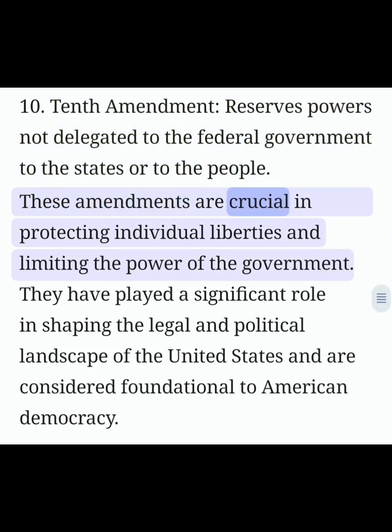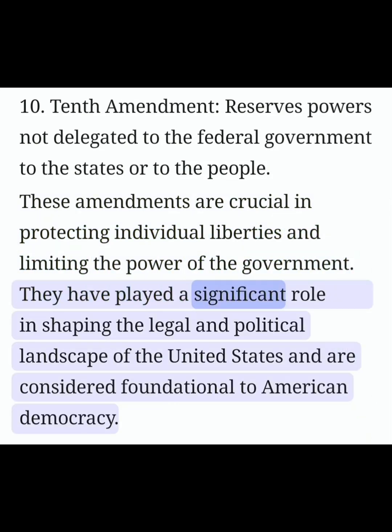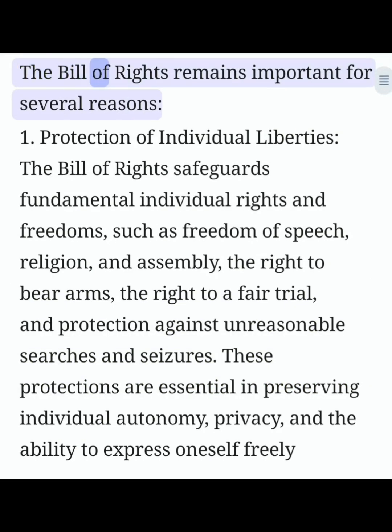These amendments are crucial in protecting individual liberties and limiting the power of the government. They have played a significant role in shaping the legal and political landscape of the United States and are considered foundational to American democracy. The Bill of Rights remains important for several reasons.